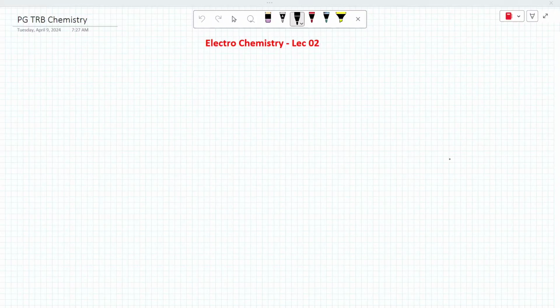Okay. Last class we had an introduction to the electrochemical cell. In the electrochemical cell we discussed the galvanic cell, right? In the galvanic cell, we covered what is oxidation, what is reduction, what is the use of the salt bridge, how to construct the complete galvanic cell, followed by how to write the cell representation.